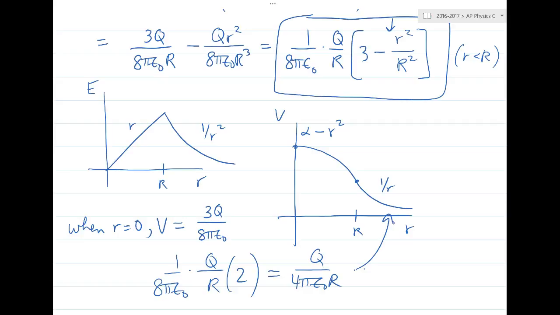Okay, so this took a little bit of time, but I feel like it was important to sort of walk through with you how we calculate electric potential for spheres. Next time, we're going to start talking about capacitance.